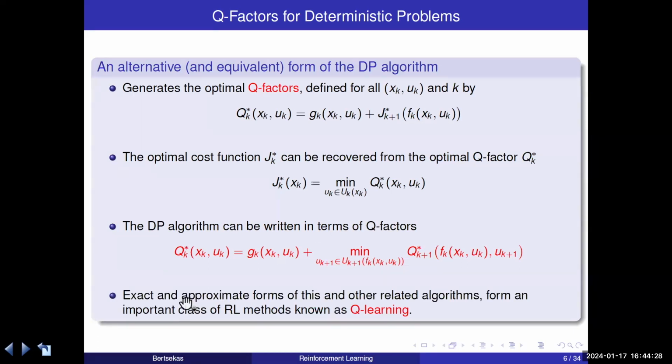Now, algorithms that are based on Q factors arise in several different settings in reinforcement learning. Collectively, we'll call them Q learning. There's no one Q learning algorithm. There are several of those, and they all share the feature that they calculate exact or approximate Q factors by using some kind of iteration.